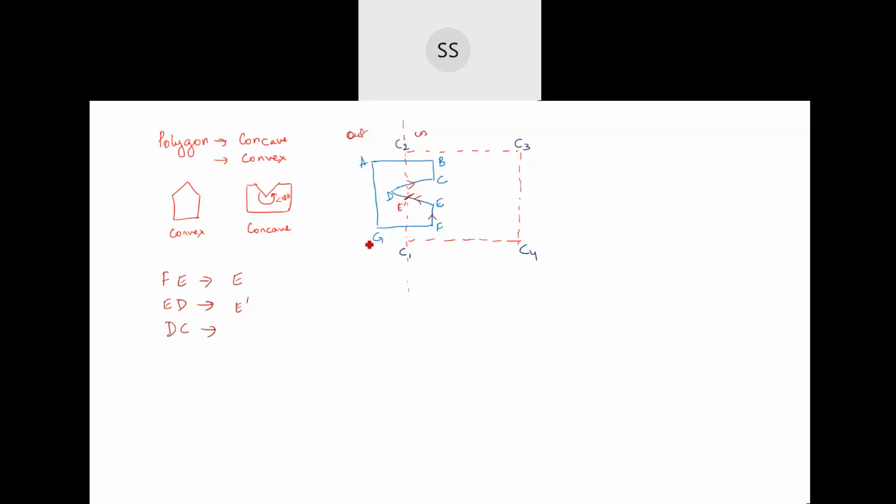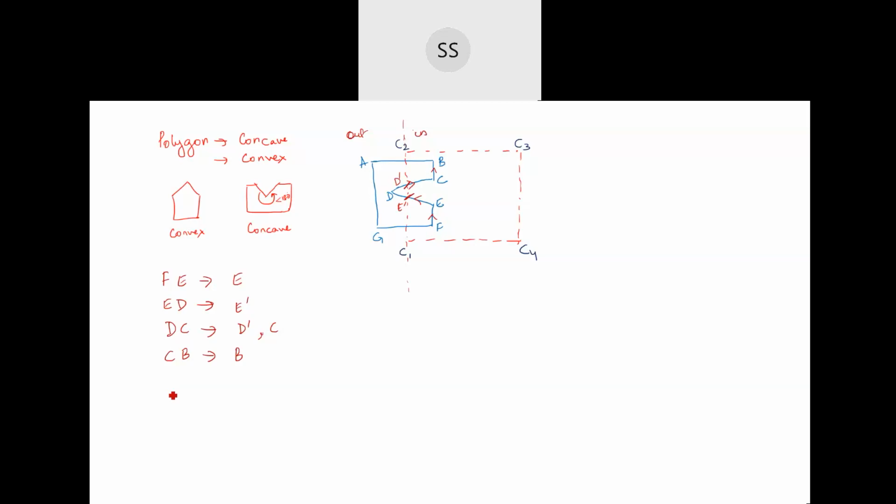When I consider DC, it is going from out to in. When it's going from out to in, there is an intersection point. I can call it after the first vertex, that is D dash, and then the inside point C. As it is going from outside to inside, I have to make note of the intersection point as well as the inside point. Now, which is the next one? CB. Both are inside, so I only consider the second vertex.